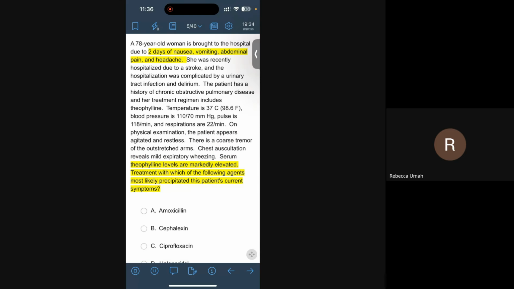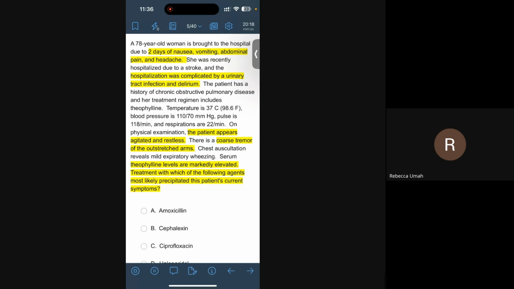Okay, what is happening in this patient? There are symptoms of nausea, vomiting, pain, and headache. Hospitalization was complicated by a urinary tract infection and delirium. The patient has COPD and treatment includes theophylline. The patient appears agitated and restless. There is a coarse tremor of the outstretched arm. Chest auscultation shows mild expiratory wheezing. So serum theophylline levels are markedly elevated.